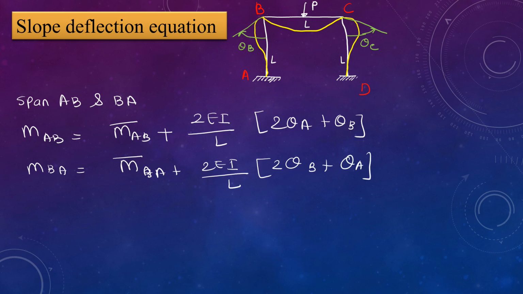This is how you can calculate the slope deflection equations for span AB and BA, and the same equations for span BC and CB, then for span CD and DC. You can calculate the values for these spans like this: just replace A with B and B with C. Then to calculate CB, replace this B with C and this A with B. This is how you can calculate the slope deflection equations for the remaining spans too.